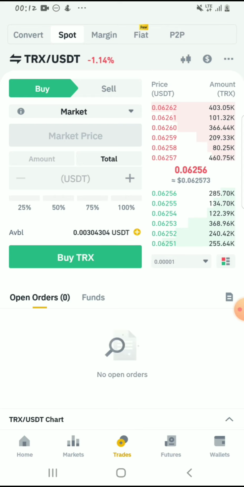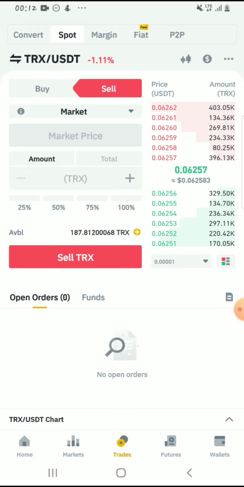When I click on the sell part, I will see that I already have 187.81 TRX in my account. So we are going to sell it again using the same market order, and I click on 100%. I am selling all my TRX back for what I bought it for. We bought it for $0.06257. So I'm going to click on sell, and that's it.